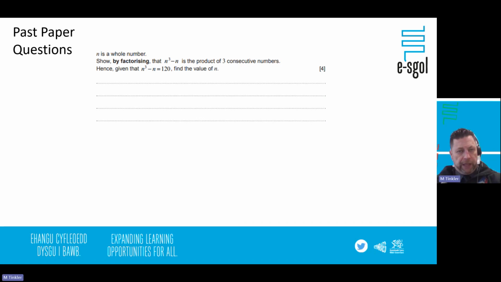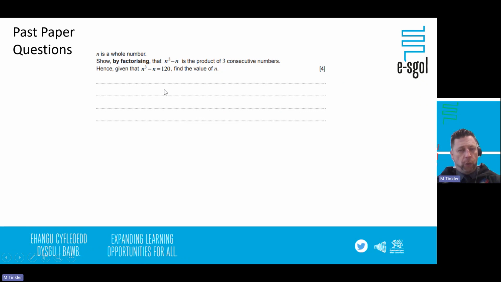Now, what I would say is these both have something in common, so I need one set of brackets, and they both have an n in common. So I would take n outside the brackets, then open brackets, and that leaves me with n squared minus 1. So n, open brackets, n squared minus 1 is the product of 3 consecutive factors. Now I'll rewrite it. Hence, given that it equals that, find the values of n.